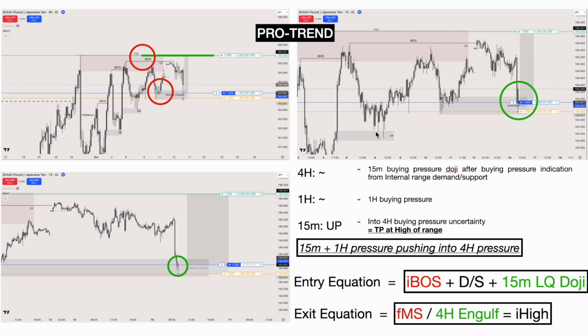Alright, so pro trend is that we're looking at this demand support area, and we see this 15-minute buying pressure after some buying pressure too. So we see that pressure is just ready to go upwards, and what we're doing is aiming for the known high, the recent high. So we are aiming for the take profit at the high of the range, and the 15-minute plus the 1 hour pressure pushing into this 4 hour pressure. Okay, so the 15-minute was the best option.